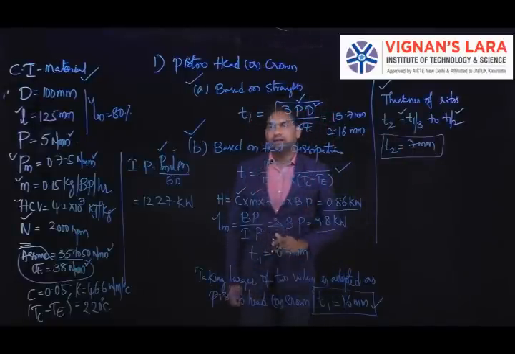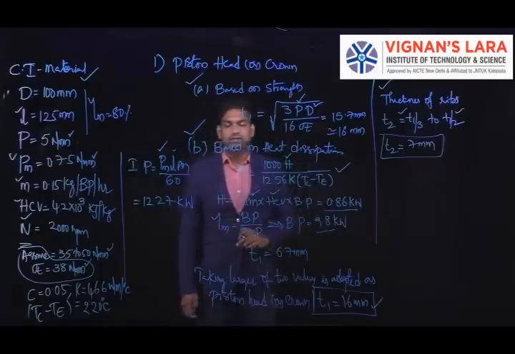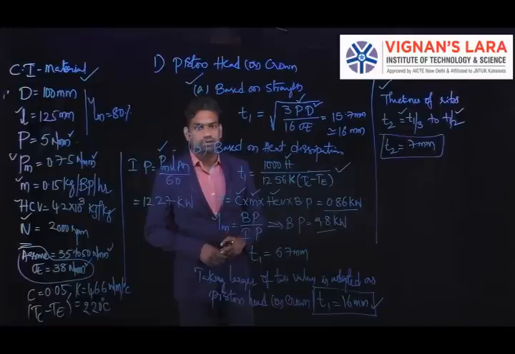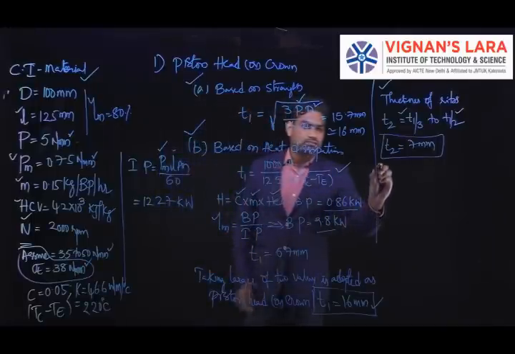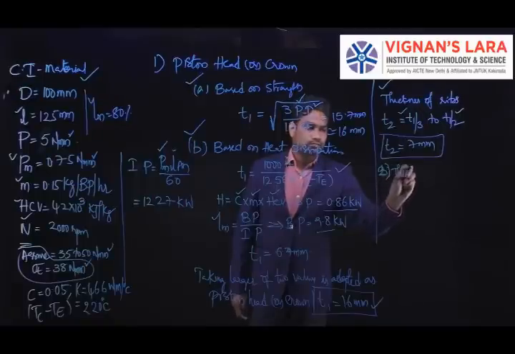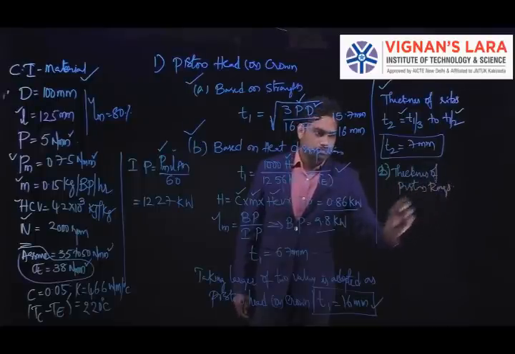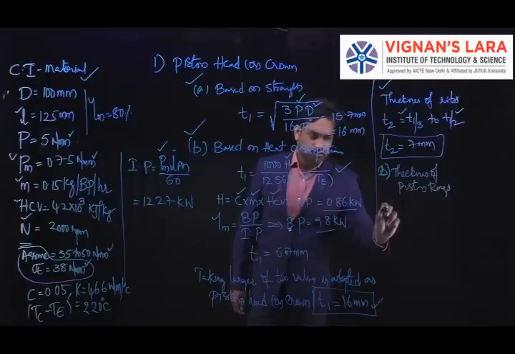After calculating the thickness of head and the thickness of piston ribs, we need to calculate the dimensions of the piston rings. The first one is the radial thickness of piston rings.